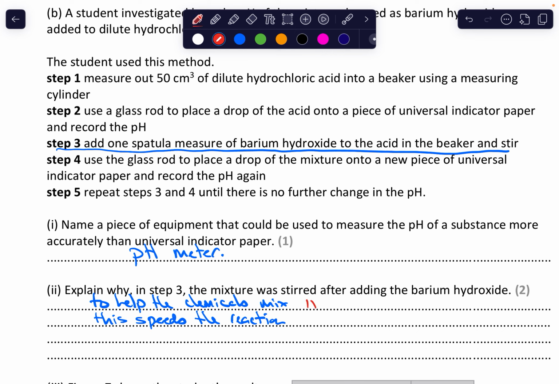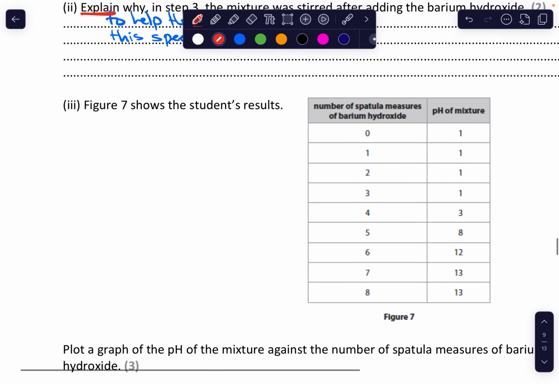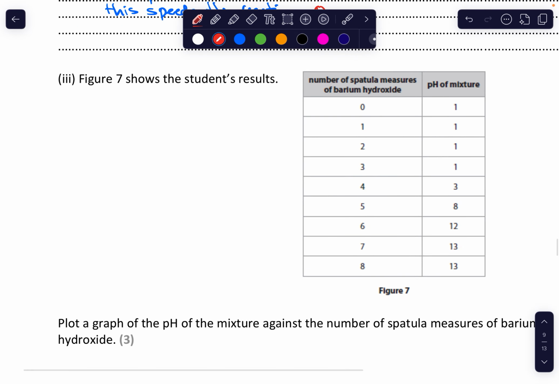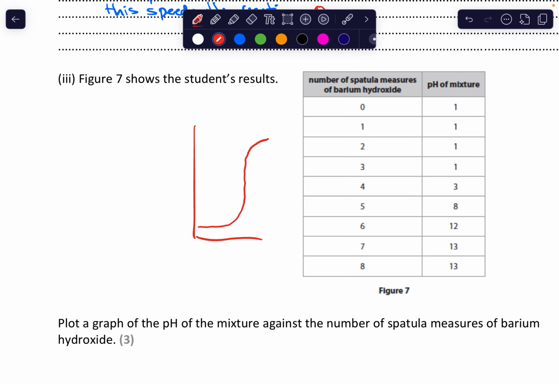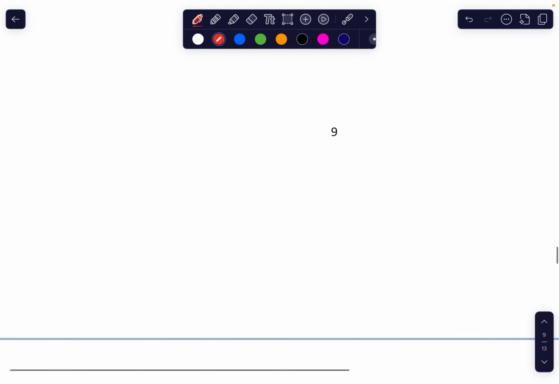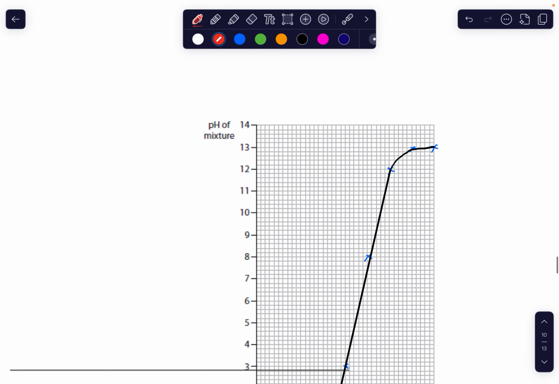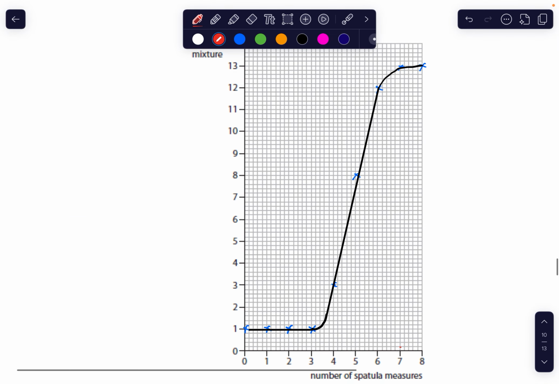These papers often have questions that start with explain. So you give your reason and then you say why that's the right answer. Okay, plot a graph of this data. So this is a pH curve. Remember, when we do pH curves, we'd expect them to be that kind of shape as a finished article. So I've actually done this ahead to save a little bit of time. So I've plotted all the points and I've got that correct here.